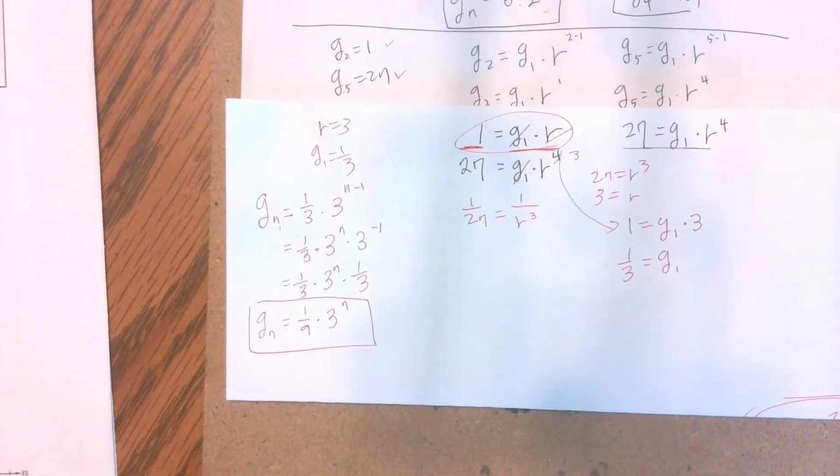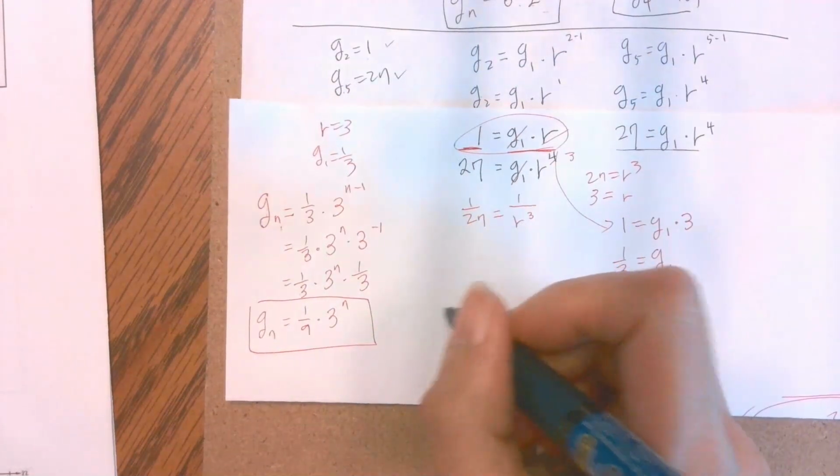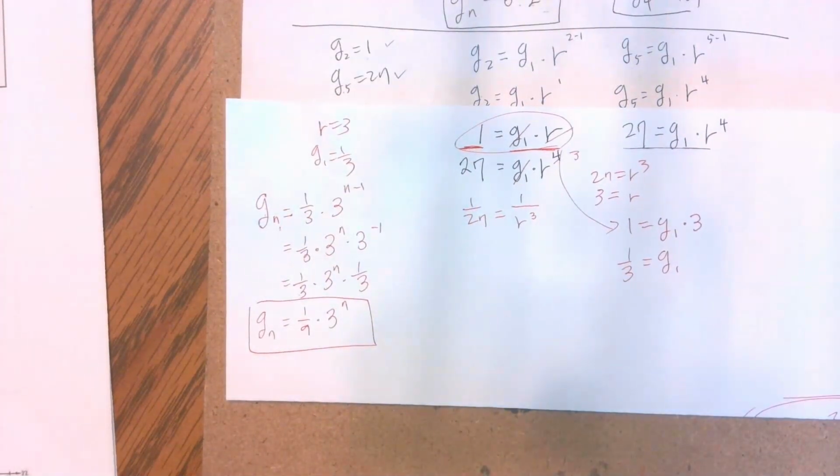Okay? And I think the whiteboard also asks you to find g sub, I don't even remember, 6 or something. You just have to plug it in and find out what that is.